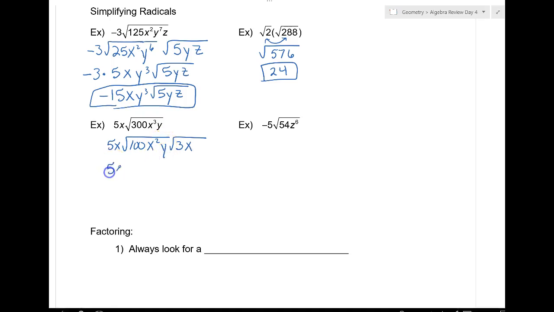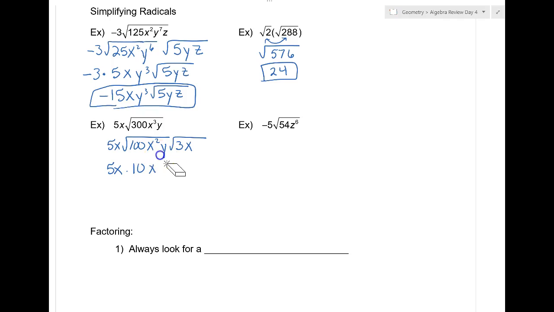Now, let's simplify. What's the square root of 100? Well, that's 10. What's the square root of x squared? Well, that's x. Oops, guys, I put the y in the wrong spot earlier. Forgive me. The y needs to go on the other side because it's not a perfect square. All right, so then we get our 10x. Then we leave our radical, 3xy, there. So what's 5x times 10x, guys? It's 50x squared times the square root of 3xy. Hopefully that makes a little bit more sense.